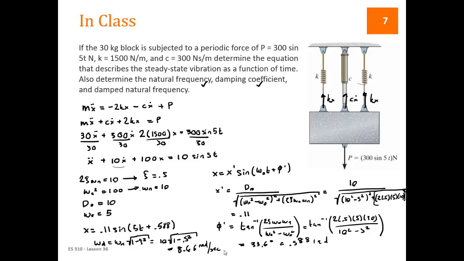So once again, we write our equation in its standard form. From that, we can find all of our coefficients, all of our various variables, zeta, omega n, d naught, omega naught. And then we can write our standard form of our solution, solve for x prime and phi prime from the equations, plug them back in for our solution, and then we can solve for omega d because we know omega n and zeta.